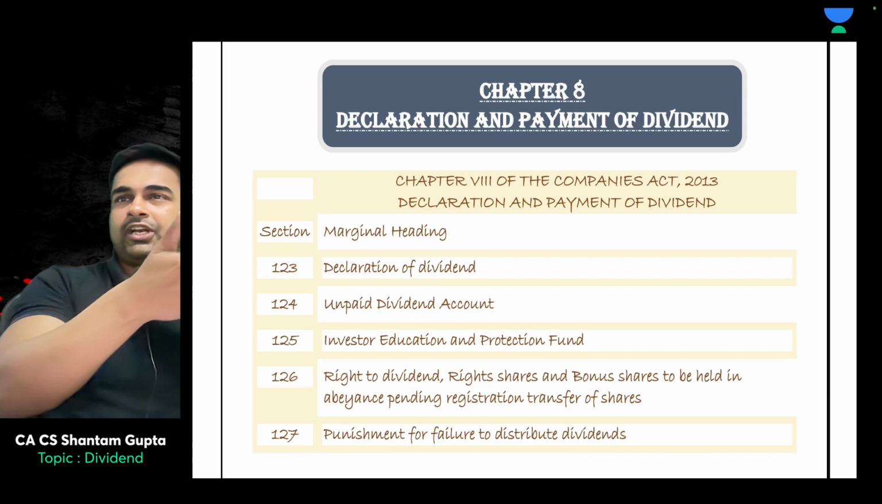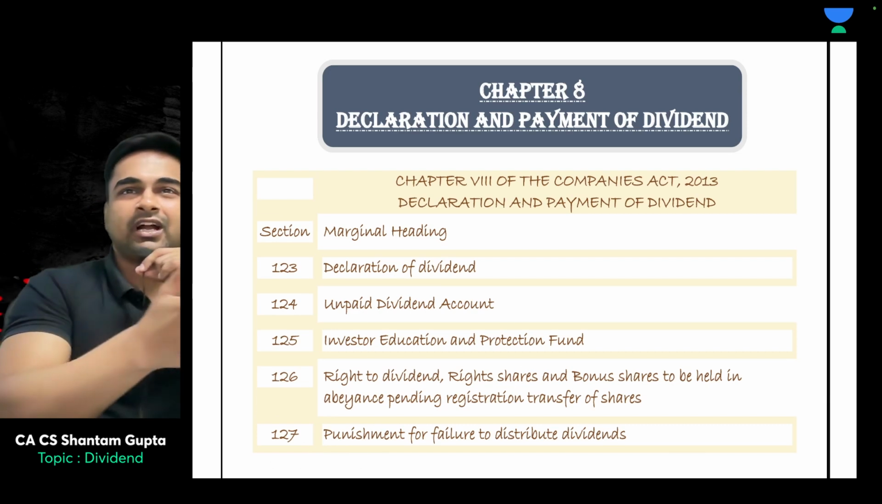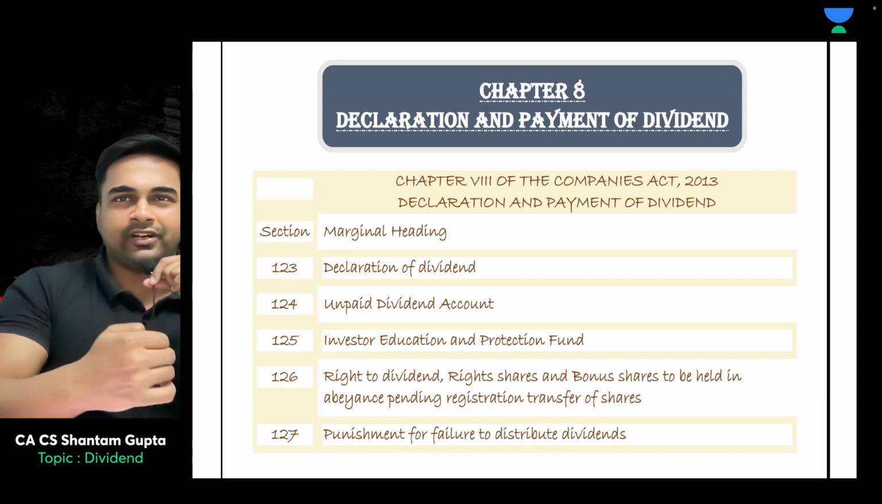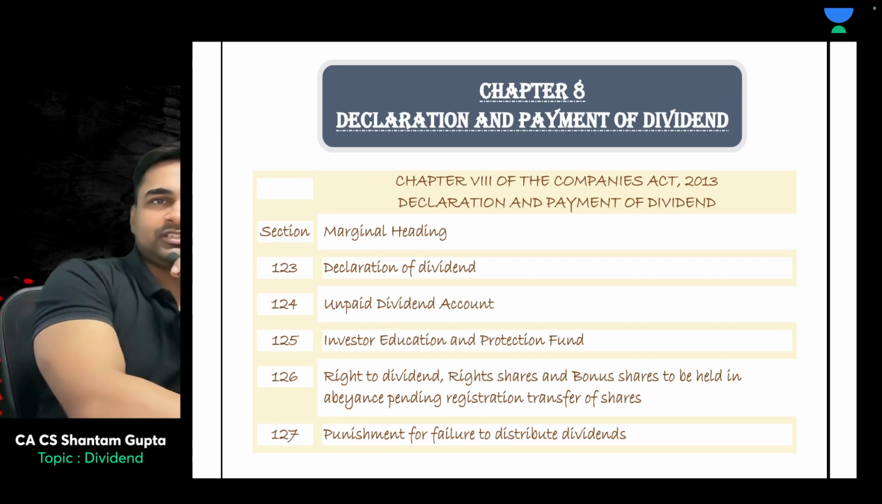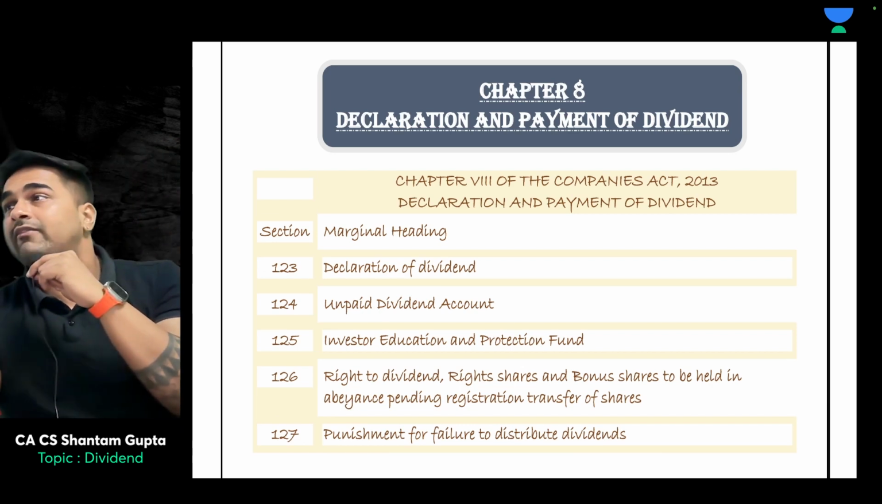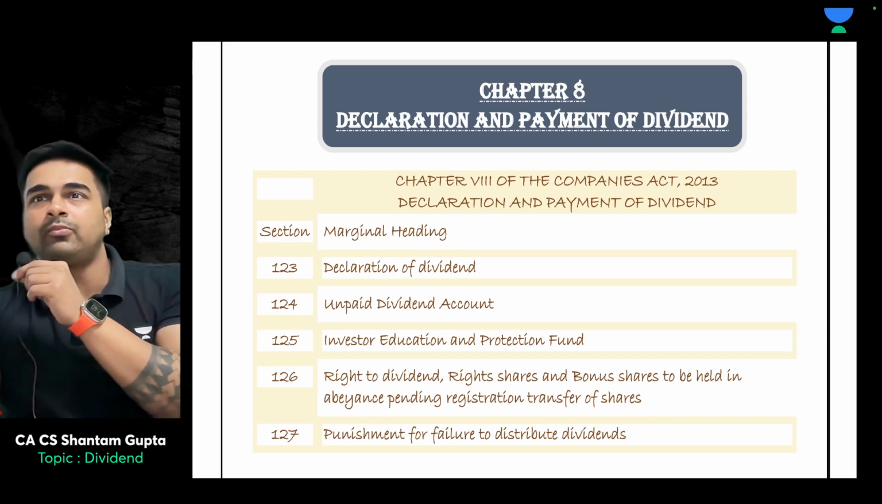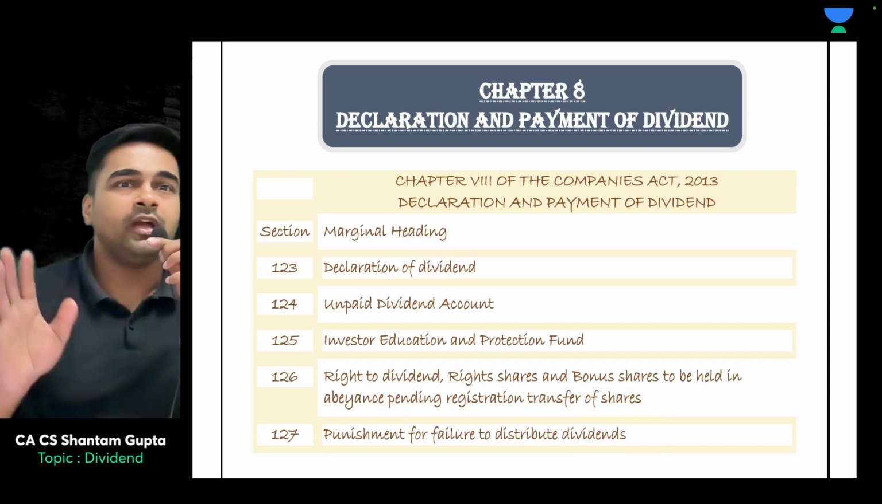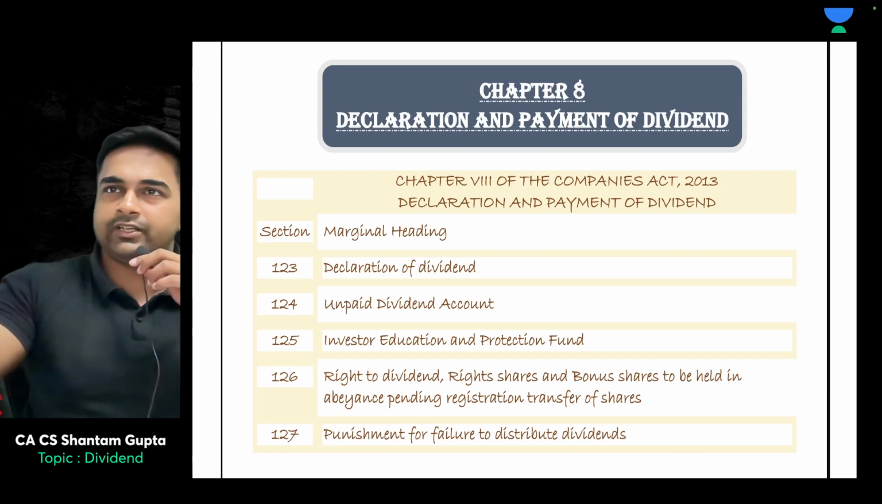This is how the generations have moved over the years. We started with cash, we went to dividend warrant, we came to check, and now we have become so developed that we are in electronic mode of payment of dividend. Okay, but for syllabus purpose, we need to know.